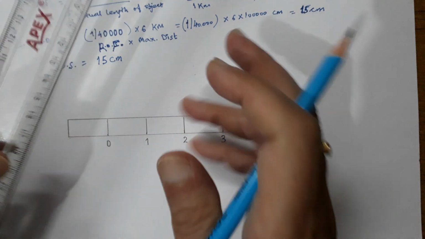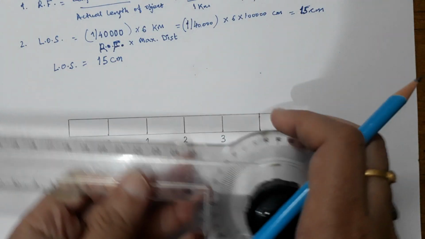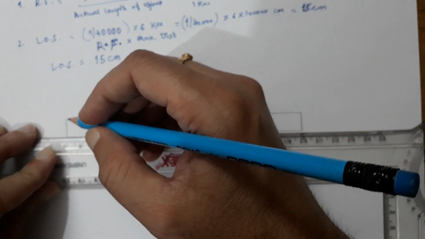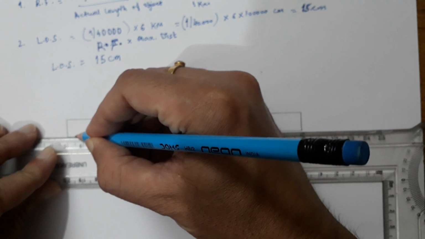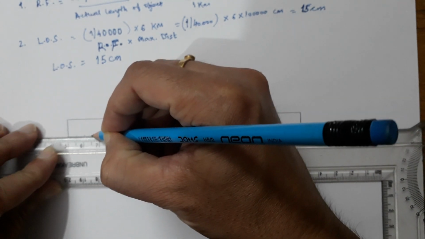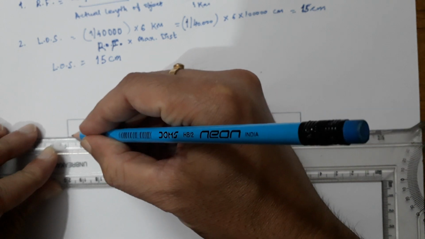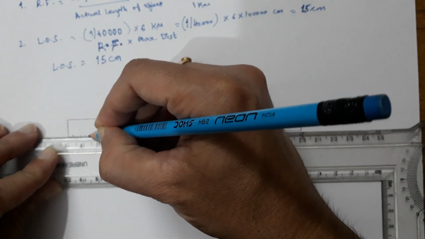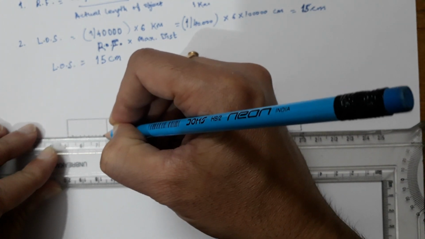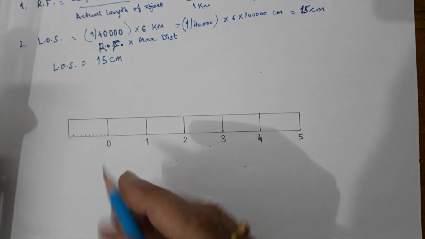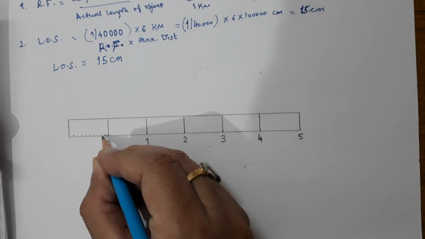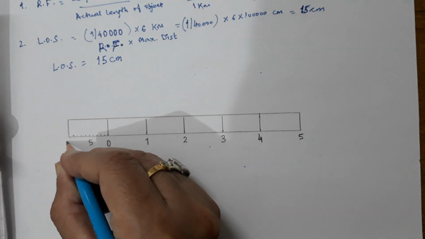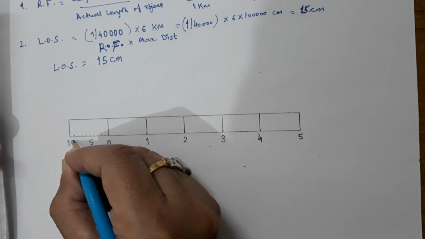Now you have to divide this first subdivision into 10 equal parts. First you can divide it into 5 equal parts, then further subdivide it into 10 equal parts. Now you can count again: 1, 2, 3, 4, 5. This is 5 from this side and this is 10. So you can also mark it.